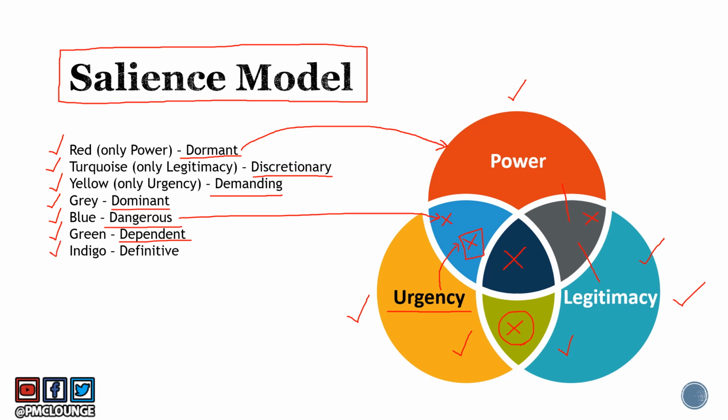Then you've got the color indigo. That's where the definitive stakeholders fall. They have power, they have urgency, they have legitimacy. Your project sponsor is the person that falls here. You as a project manager fall here, right? So this is how the salience model is used. Don't expect to have a clear understanding of these color codings to be able to clear your PMP exam. Like I said, this is not really a very important topic from the PMP point of view, but this is something good that you can actually follow on your real life projects.